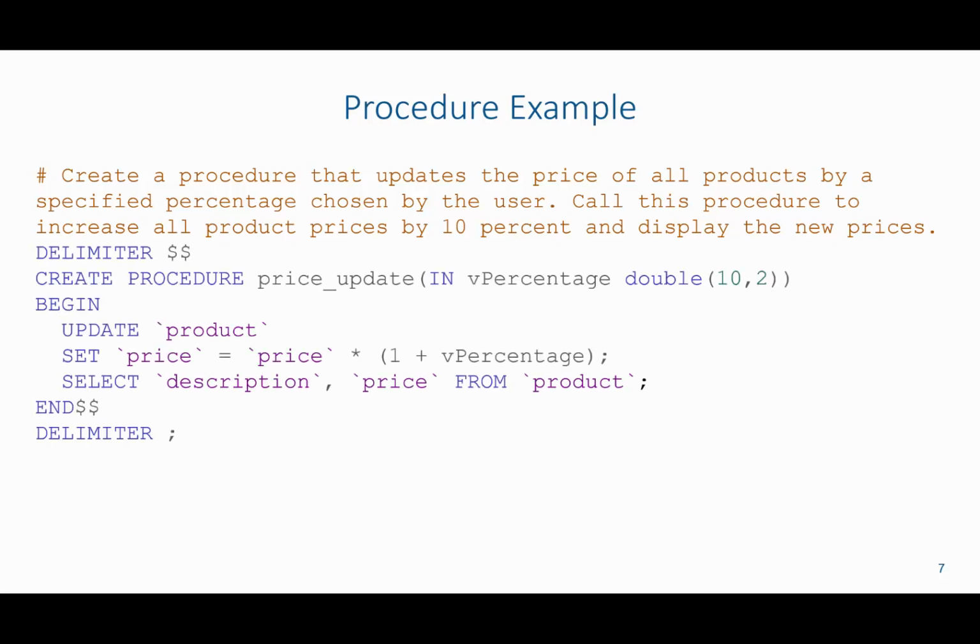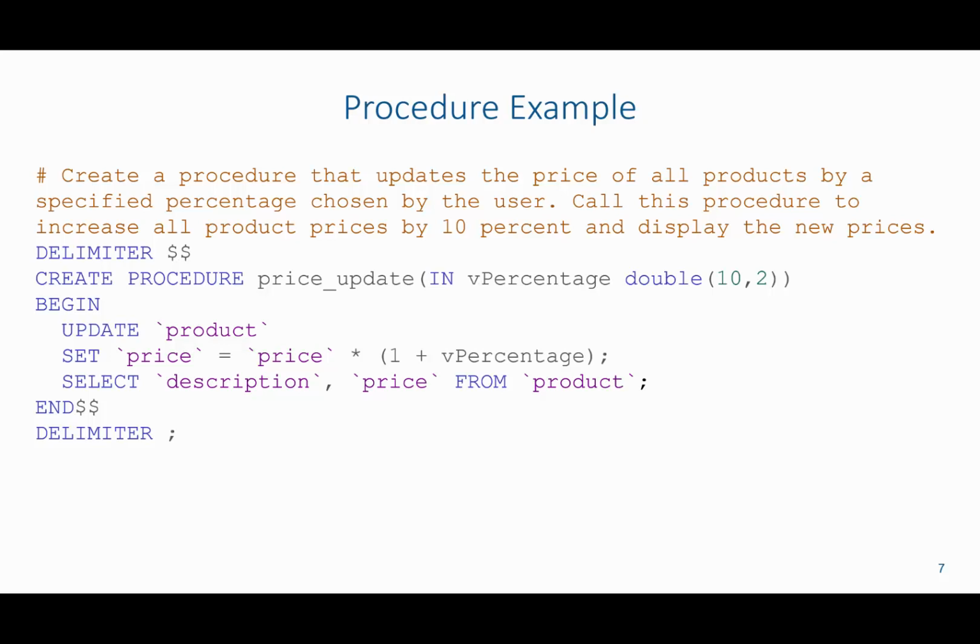We would first change the delimiter, then we'd create the procedure, we'd name it price_update. What we're going to be passing into this is a percentage. So the user, for example, is going to provide a percentage of 10. So we're going to have an in variable, and I like to use v in front of the variable name so that I know that this is a variable that's been passed in. And then the data type is going to be a double 10,2 because percentages are in decimals.